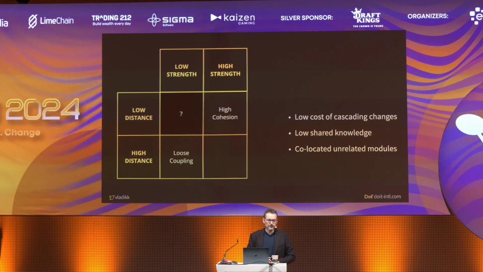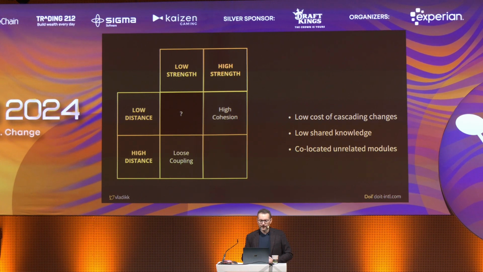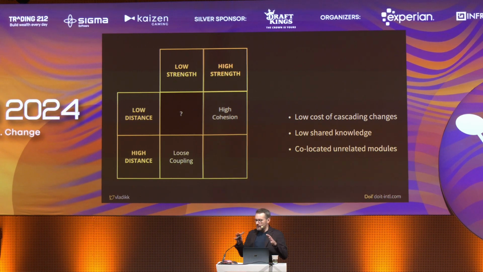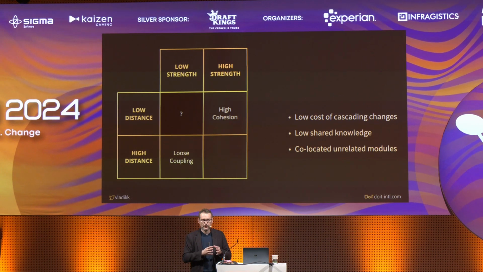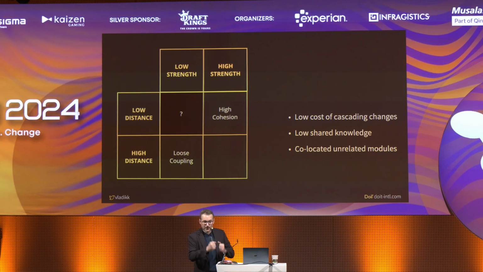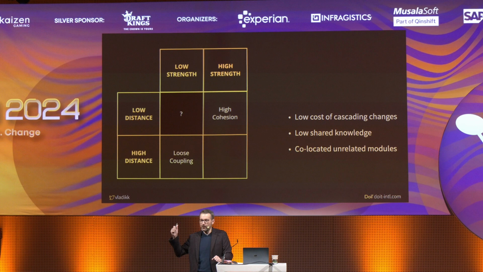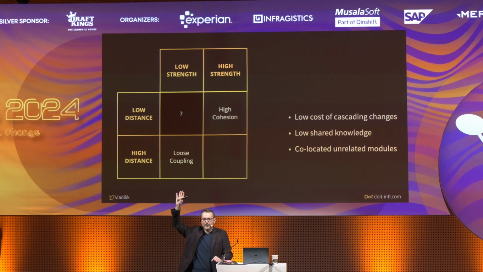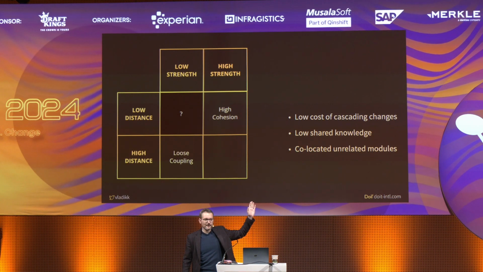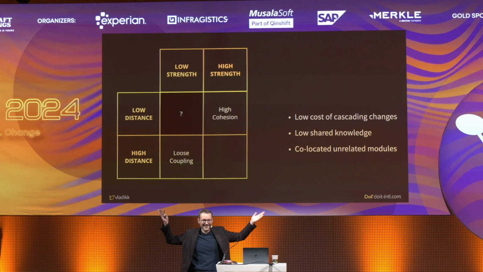Now, what about extremes? Let's say we have a low amount of knowledge, but the distance is low as well. So we are not sharing much knowledge, but components are close to each other. Is this good or bad? Who thinks it's good? Who thinks it's bad? Who thinks it's good and bad? I don't know. Pulse check.